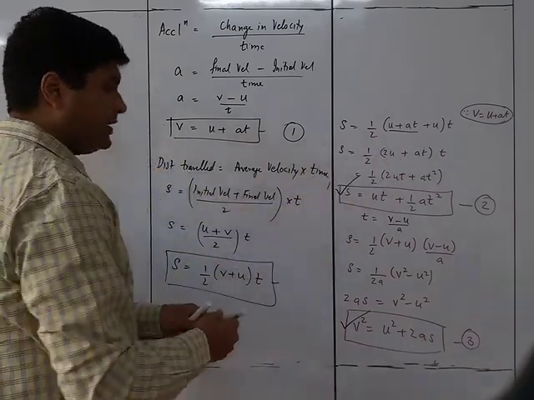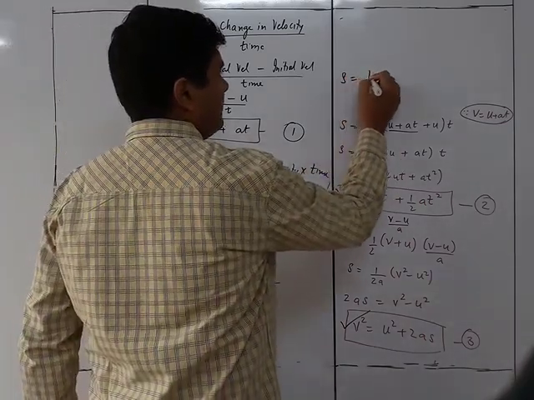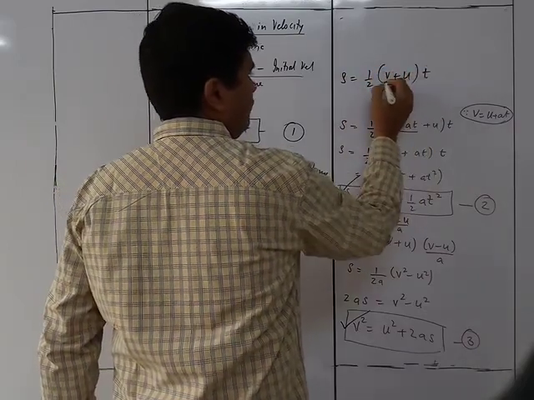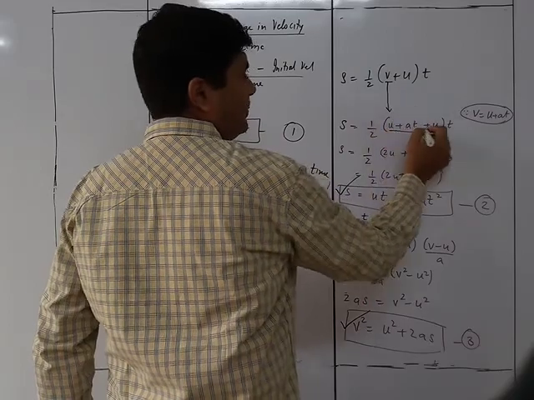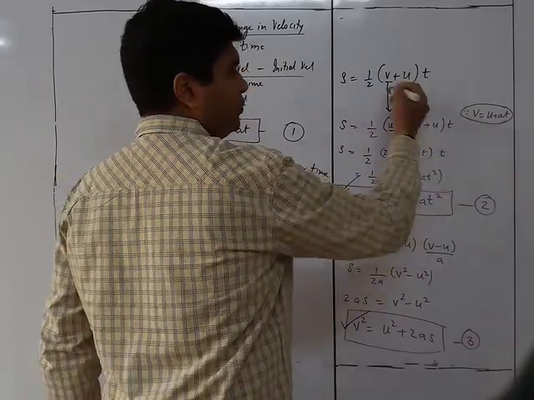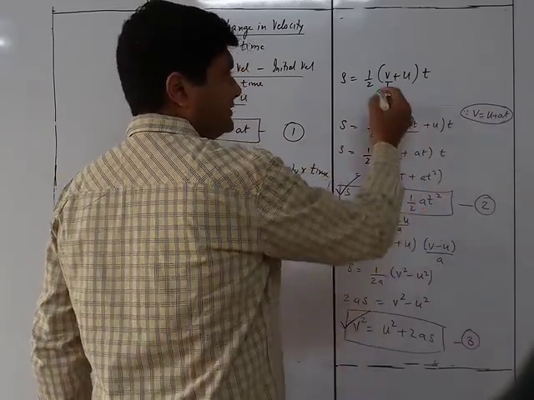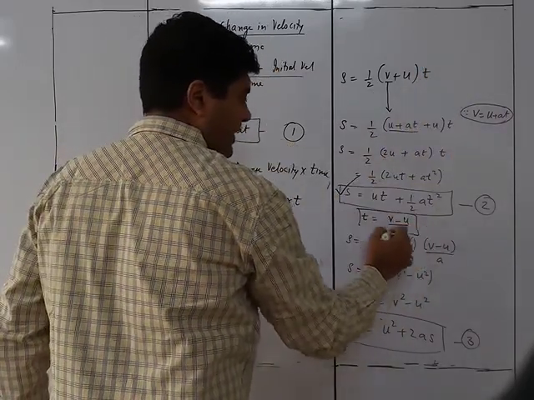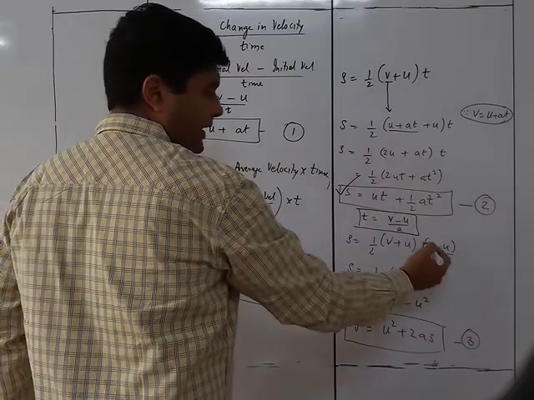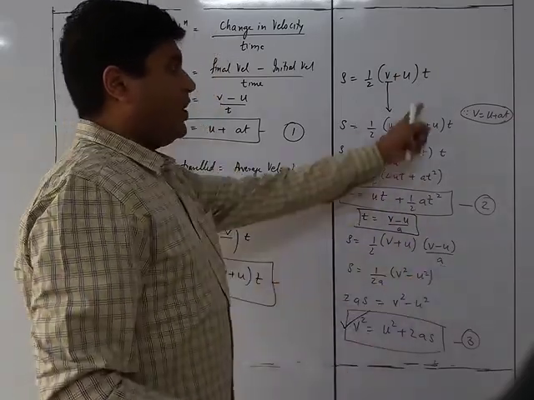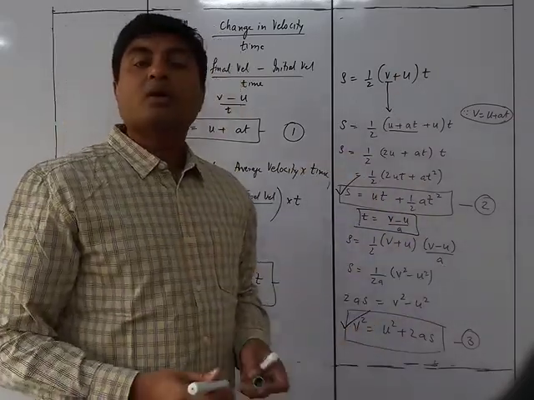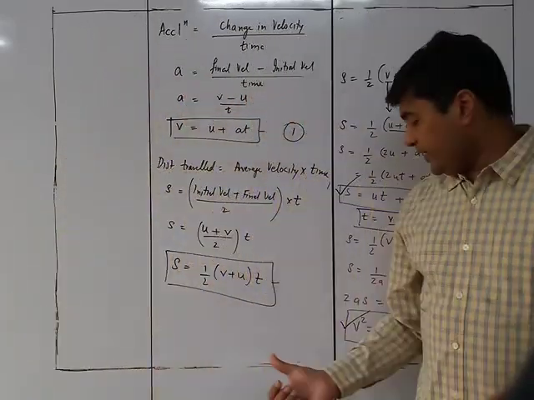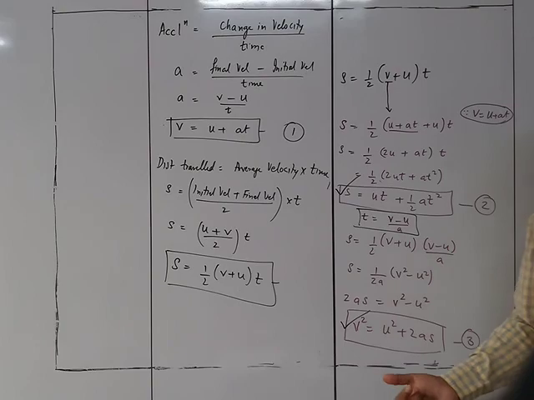Okay, so we have over here s is equal to 1 upon 2 v plus u into t. So v is nothing but u plus at. Hence you get this equation. Similarly, t over here becomes v minus u upon a. So t is equal to v minus u upon a, and you replace the t of this by the same thing. Got it? Accordingly, you have the third equation as v square is equal to u square plus 2as.